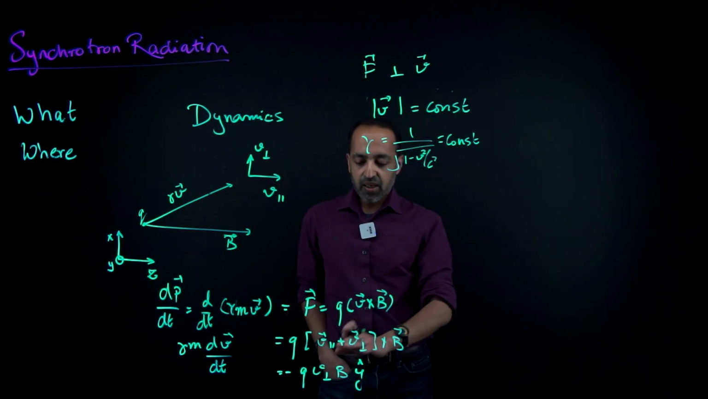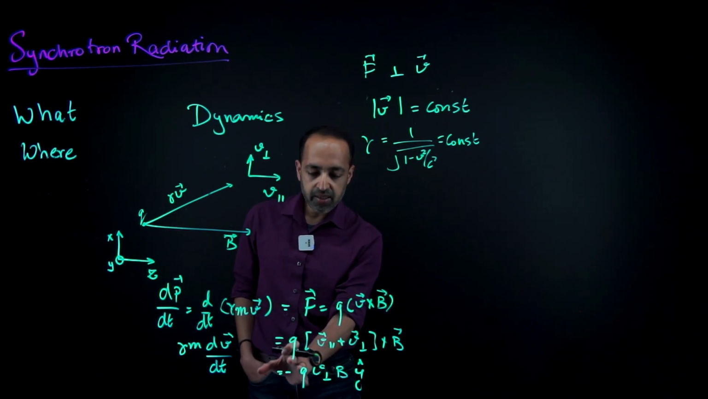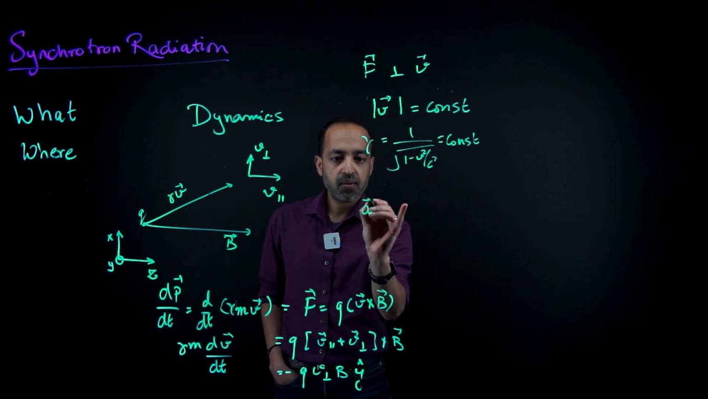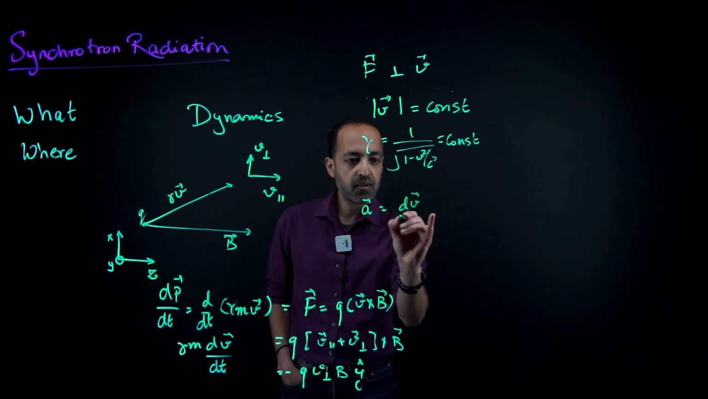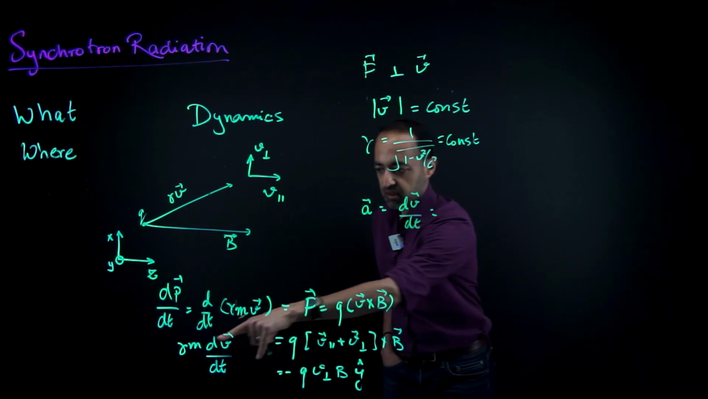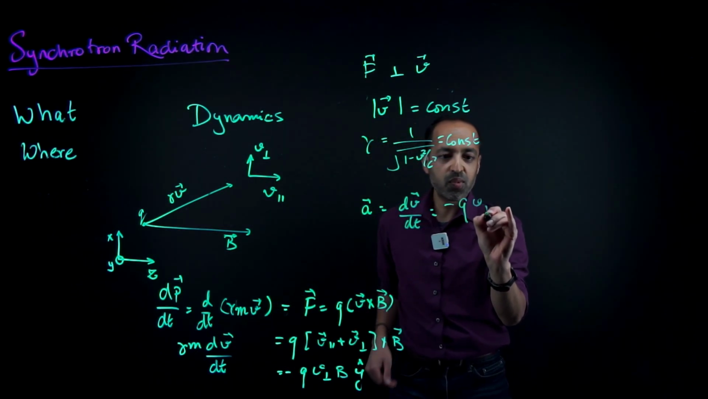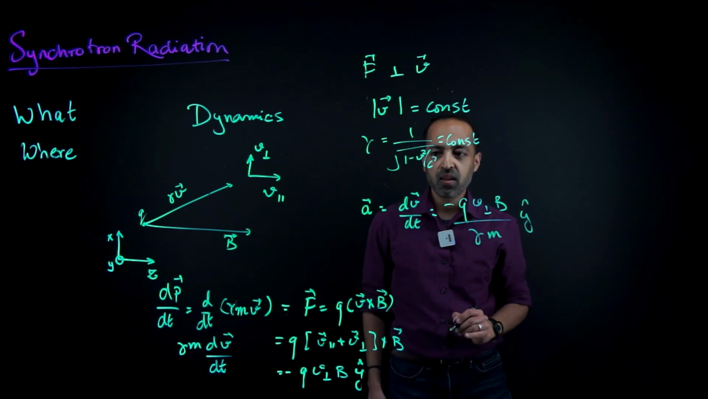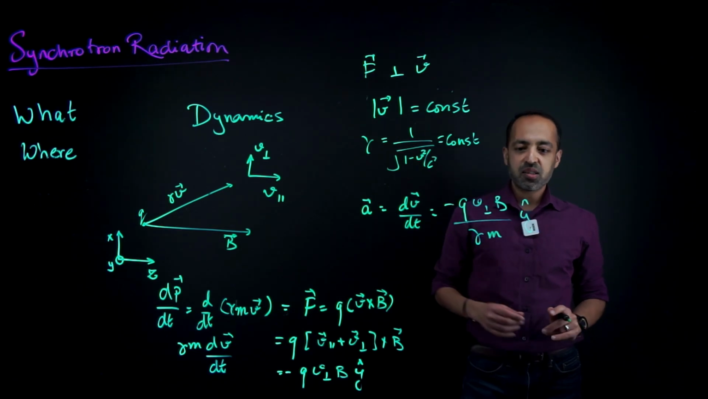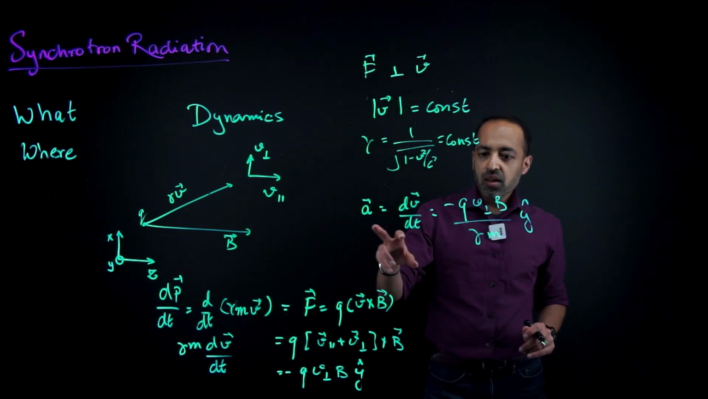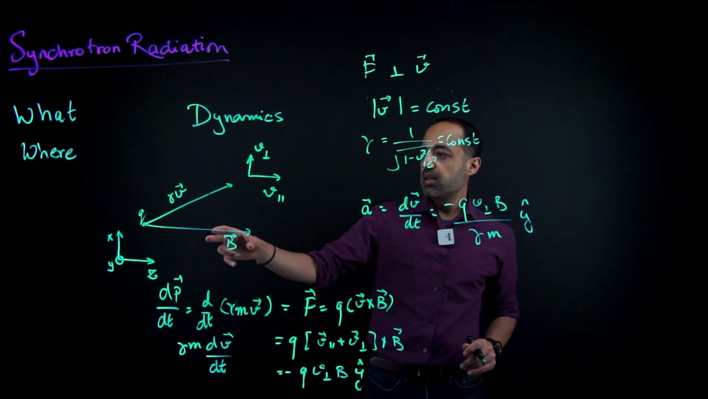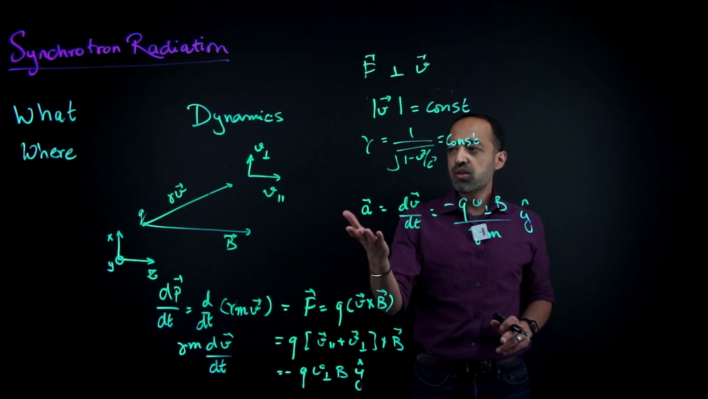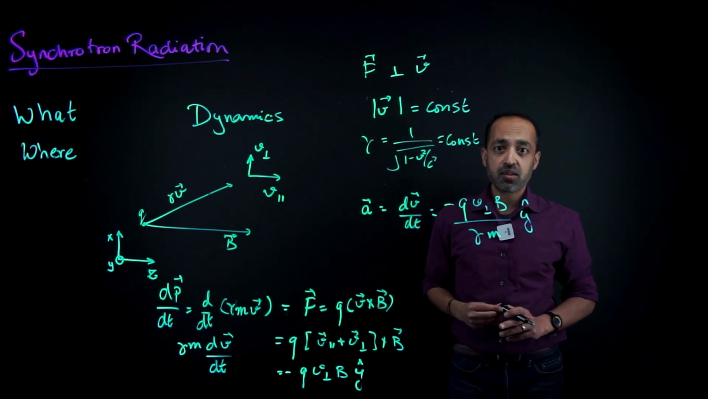Okay, so what we have on the right-hand side is the force. We can calculate the acceleration. So the acceleration, which is this dv/dt, taking the gamma m to the right side, is minus q v perpendicular B over gamma m, y hat. So this is the acceleration vector in this particular case. Now, the direction of this acceleration vector, of course, is in the minus y direction.